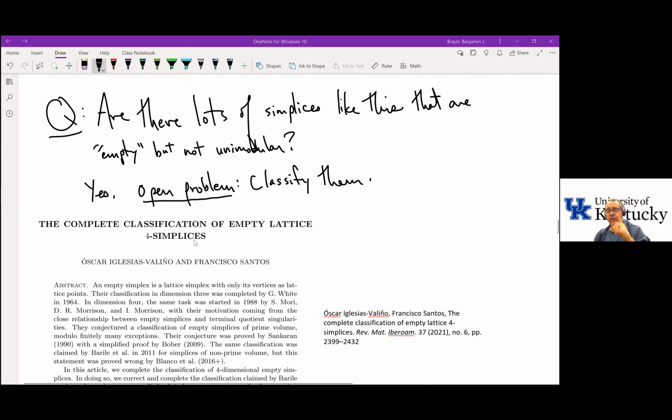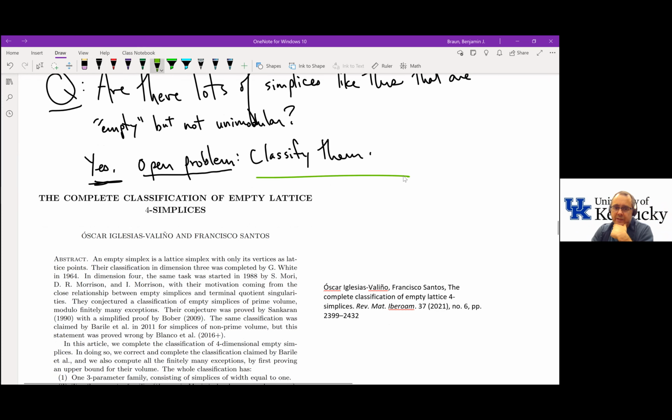Okay, so getting to Mark's question, which is, how can you have these simplices that have the same volume, but they don't have any extra lattice points in them? That's actually a good guiding question, right? Are there lots of simplices like the Reeve tetrahedron that are empty but not unimodular? Empty simplices means that the d+1 lattice points that are the vertices are the only lattice points in the polytope, interior or boundary. And the answer is yes, there are a lot of them. And it is an open problem to classify them.